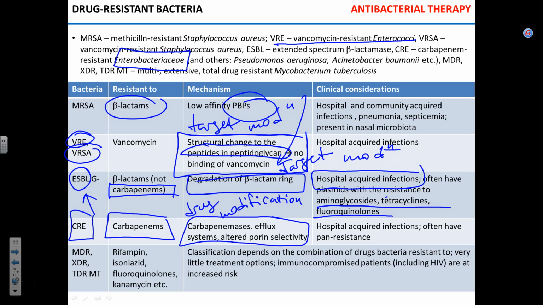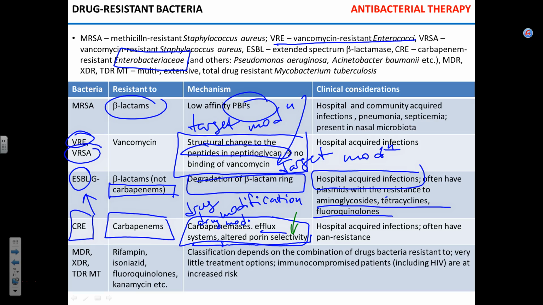They have a set of mechanisms. They have enzyme, carbapenemase, that breaks down the drug. So it's going to be drug modification. They have efflux pumps. I think it's self-explanatory. Okay, and they have altered porin selectivity.